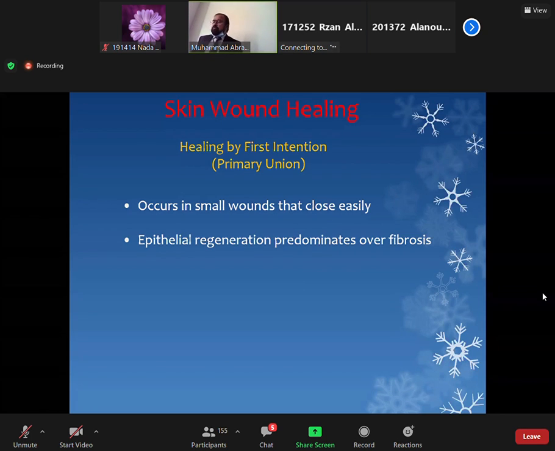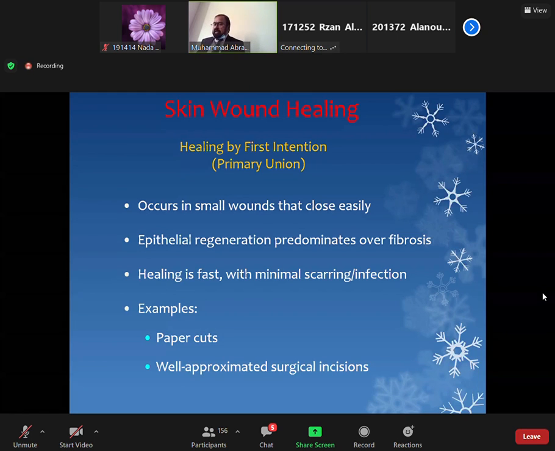It occurs in a small wound that closes easily. Epithelial regeneration predominates over fibrosis. Healing is fast. Why? Because the wound is already approximated, with minimal scarring or infection. An example is a paper cut or a clean surgical wound. Why am I saying clean? Because if you use a knife which is full of bacteria, it's not clean, and when you cut, it will cause a lot of problems. That's why you go for sterilization first before touching the wound. You have to have a clean surgical wound.